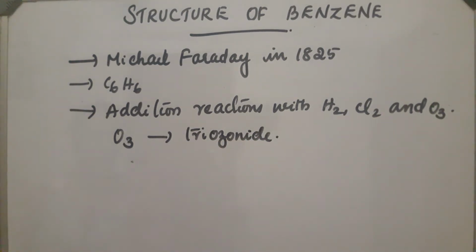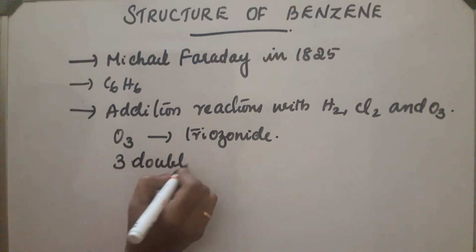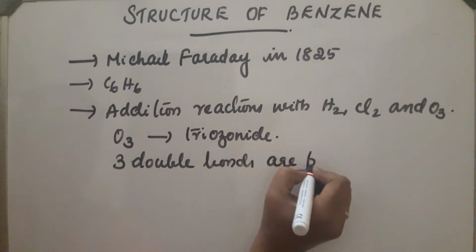Triozonide shows that benzene contains 3 double bonds. Three double bonds are present in benzene.